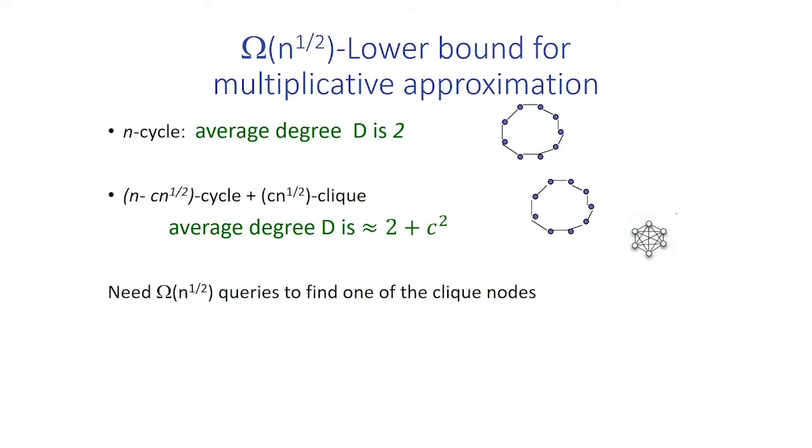The problem is I need something like omega n to the 1/2 queries to find these clique nodes, okay? Because they could be placed arbitrarily, and they're only a 1 in root n fraction. So I need something like root n queries just to find them. And that's the lower bound for why you do need to expect to spend at least root n time on this. And now the question is, is that enough? It turns out this is actually a lower bound even if I give you the stronger queries. It's very easy to see only if you have degree queries, but even if you have adjacency queries, which I didn't talk about so much before, it's still a root n lower bound.